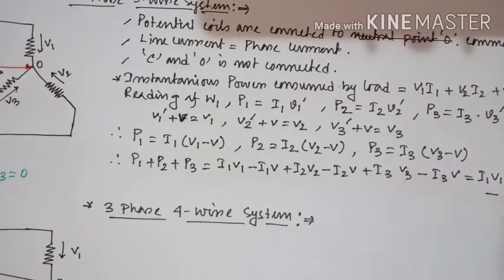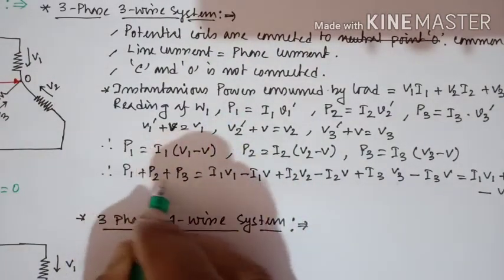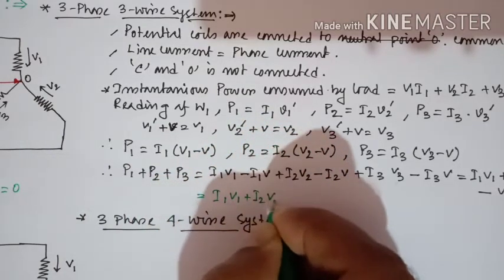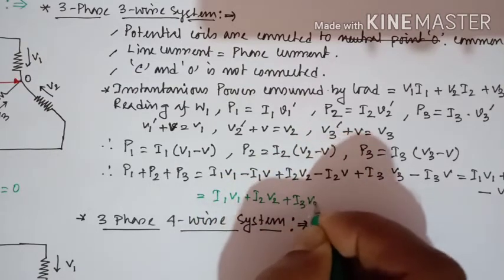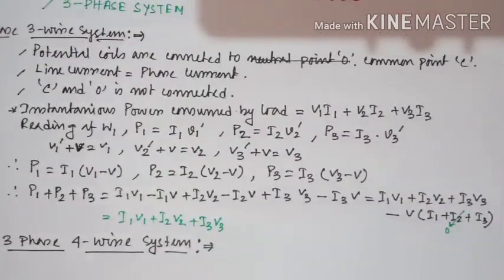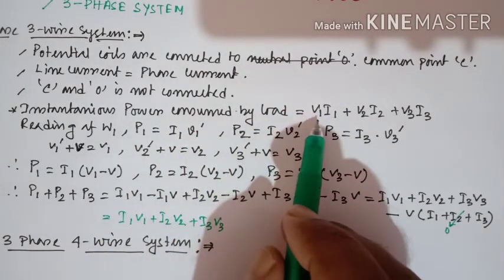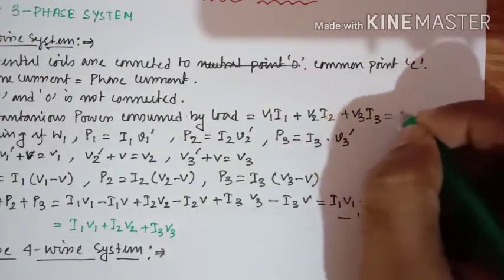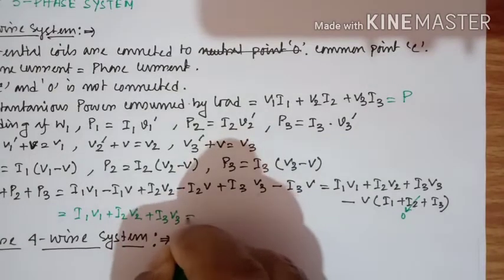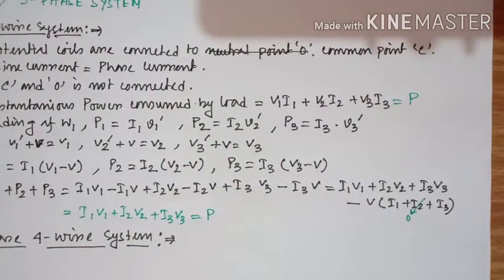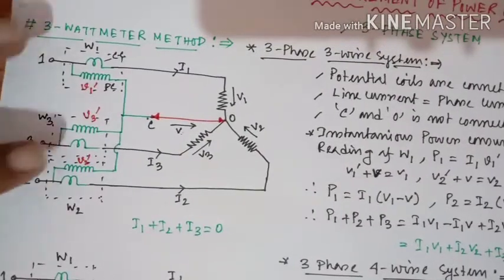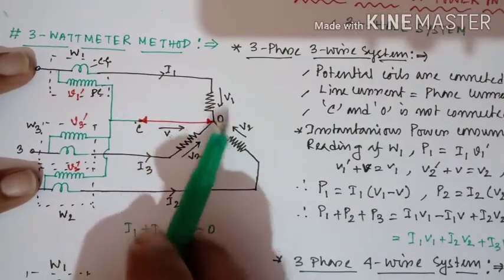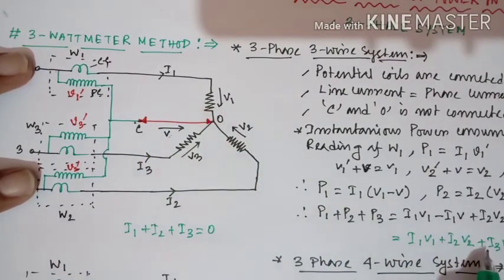So that is why we can write P1 plus P2 plus P3 is equal to finally I1 V1 plus I2 V2 plus I3 V3, that is equal to, as I have written here, the power consumed by the load, that is V1 I1 plus V2 I2 plus V3 I3. If we mark this one as capital P, then this is also equal to capital P. So now we can find that by using this particular circuit arrangement, the total power consumed by these three different loads which are connected in star connection can be measured, right?